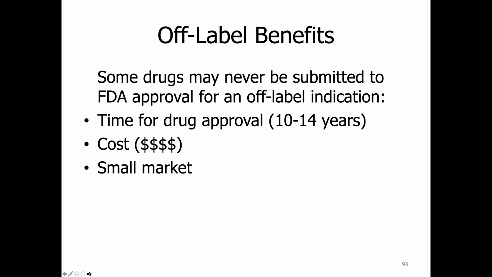The reason drugs don't go back and get approved is basically it takes 10 to 14 years to get a drug approved, and a drug company is not going to pay for that. It's too costly, and it's going to be a small market. So what we see is off-label use is fairly common, especially with psychiatric drugs.